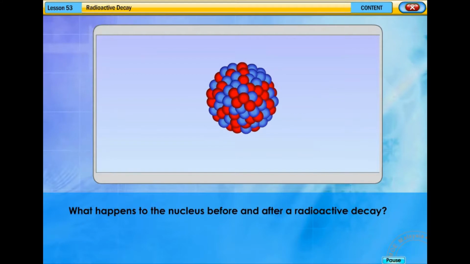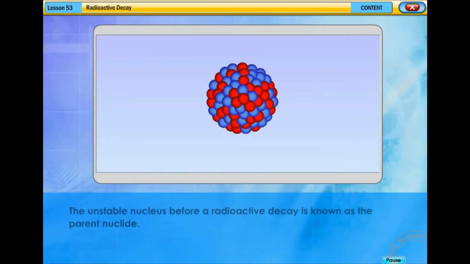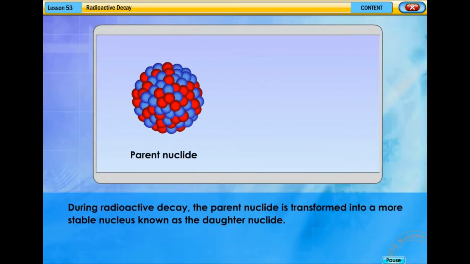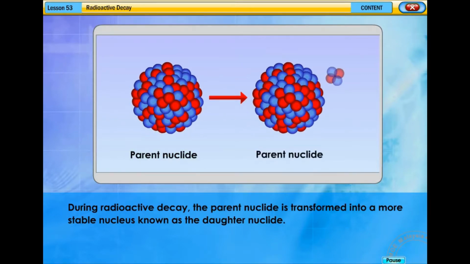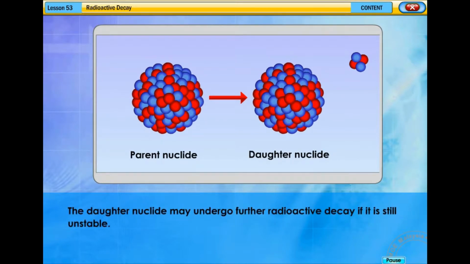What happens to the nucleus before and after a radioactive decay? The unstable nucleus before a radioactive decay is known as the parent nuclide. During radioactive decay, the parent nuclide is transformed into a more stable nucleus known as the daughter nuclide. The daughter nuclide may undergo further radioactive decay if it is still unstable.